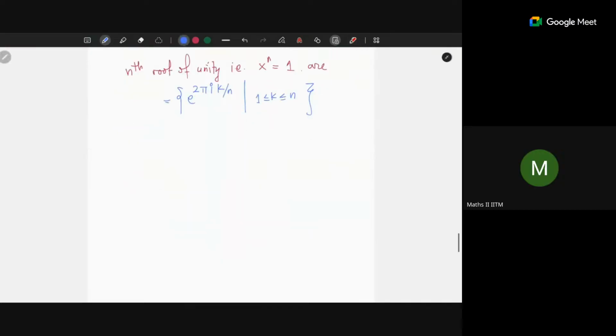Yeah. So let's say you take x to the power n. Suppose you take x to the m, an even power. Then it is x minus 1 and x plus 1, right? Now, what is this? This is the m-th root of 1.